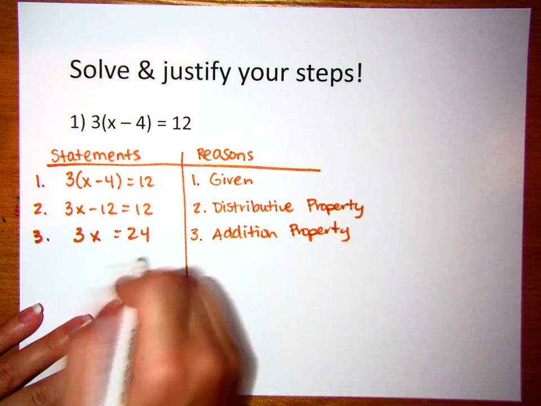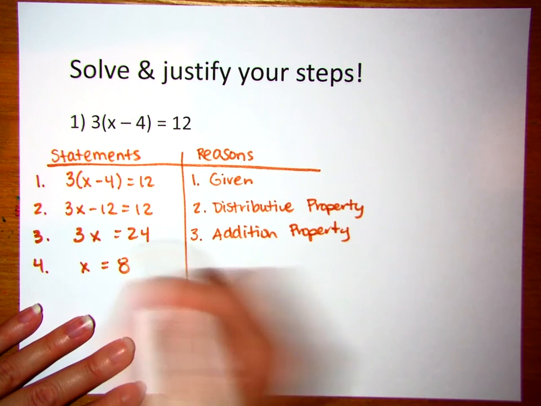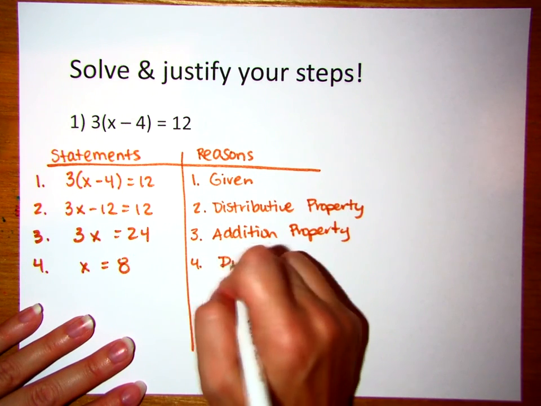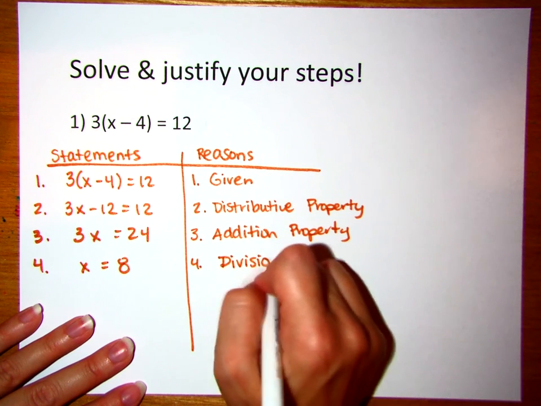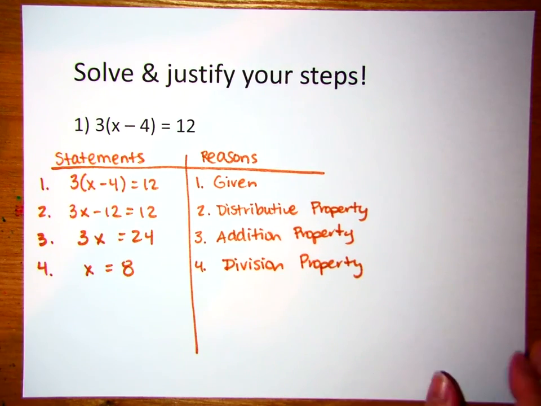Now we would divide both sides here by 3. So when we do that, x is 8. What do we do? That is the division property. All right, let's try another one.